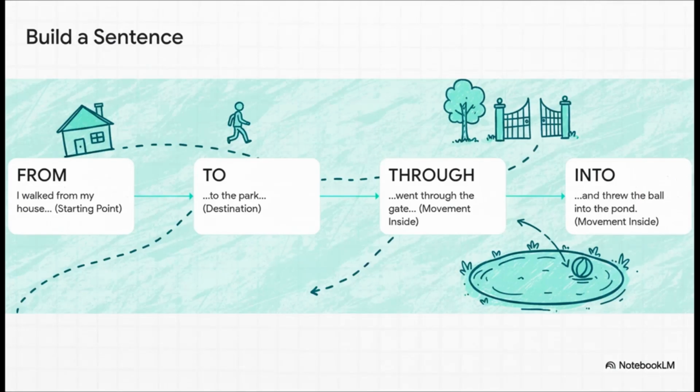And this is brilliant. It shows how all these little words work together to tell a full story. We start with from, my house. That's the origin. We have a destination, to the park. We pass within a space, so we go through the gate. And finally, there's that action of entering, throwing the ball into the pond. Every single word adds another precise layer to the journey.